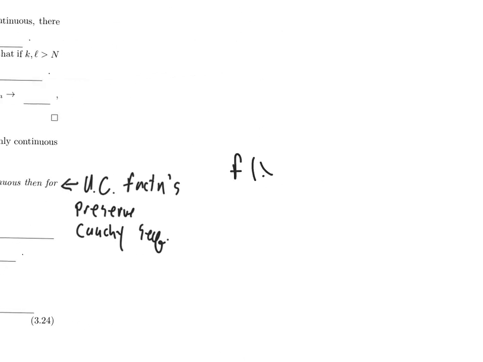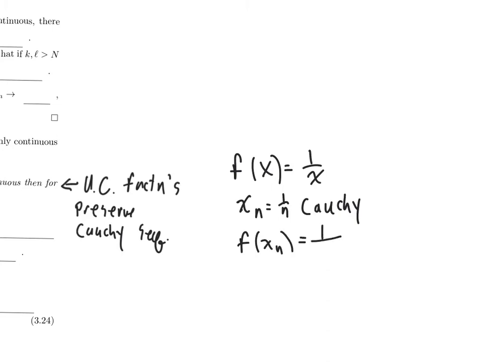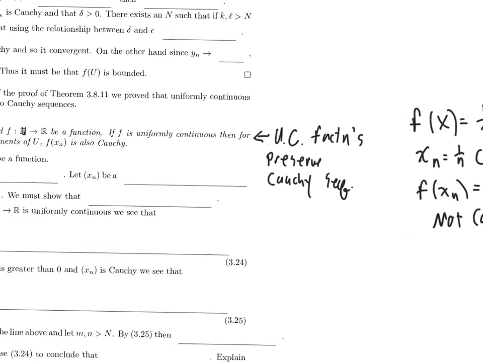Let's stick with considering f of x equal to 1 over x. Well, here's a sequence. x sub n equal to 1 over n is convergent, and so is Cauchy. But f of x sub n, which is n, is not Cauchy. So a continuous function might take a Cauchy sequence and turn it into a non-Cauchy sequence.